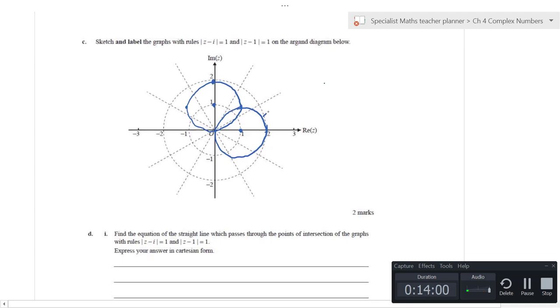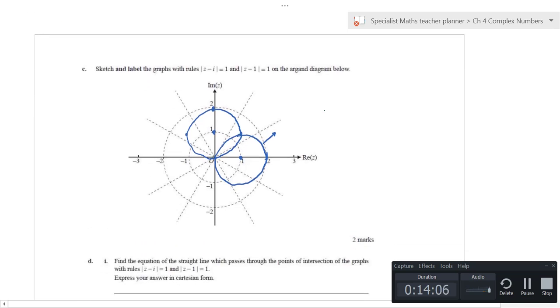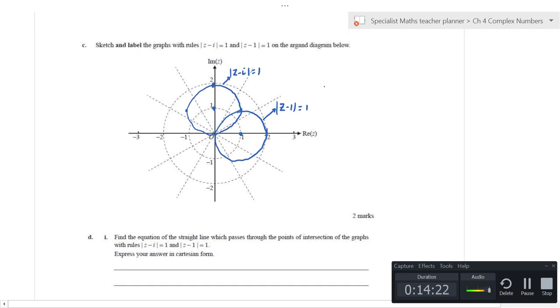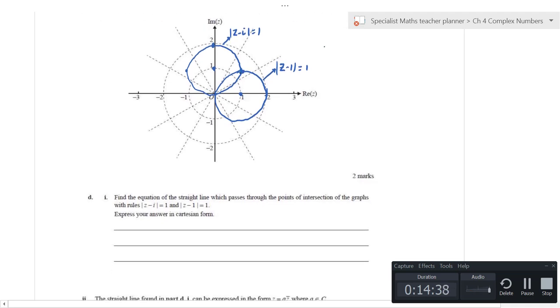Okay, so this here is the graph of, what are we talking about? This is the modulus of z minus 1 is equal to 1, and this is the modulus of z minus i is equal to 1. Okay, and you should be able to recognize those. The moment I see the modulus of something is equal to a number, then you should be able to recognize that that's a circle. So once again, another 2 easy marks, and you can see there, that's where they intersect, these 2 points.